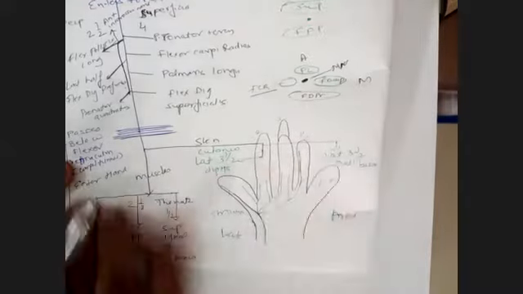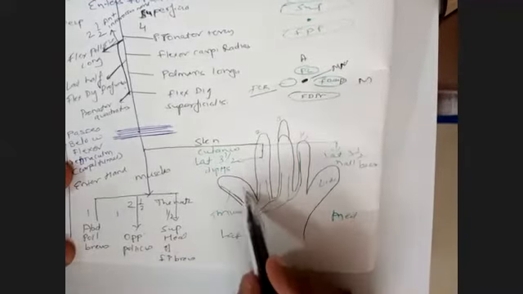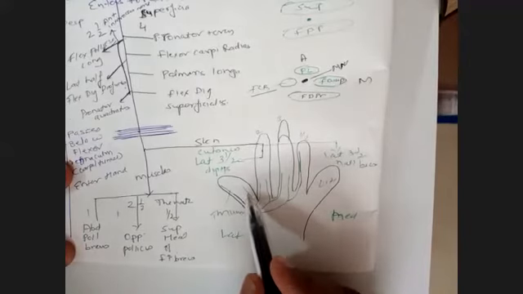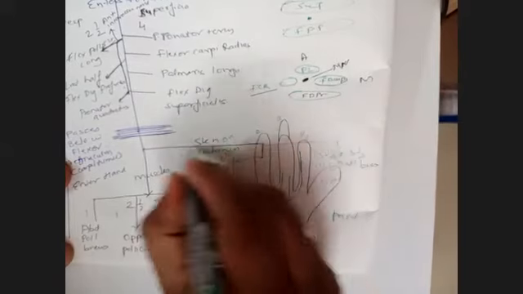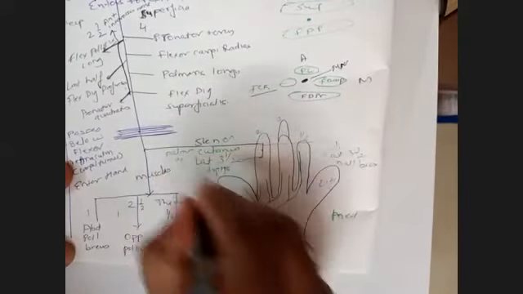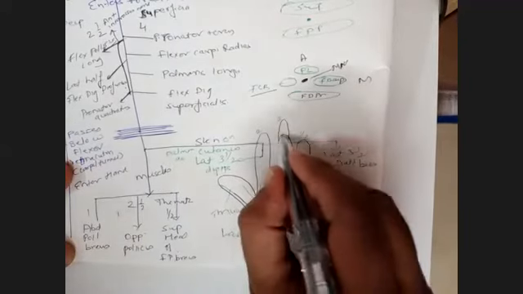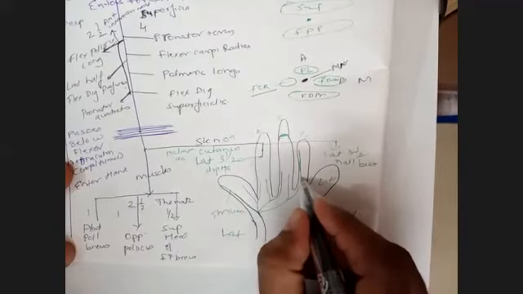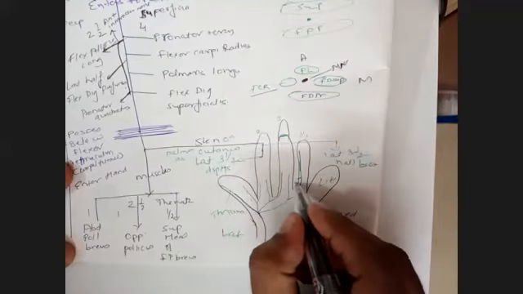So as regards the supply in the hand, it is more cutaneous. It supplies the skin on the thumb. Of course, I am talking about the palmar aspect, the skin on the palmar aspect. It supplies the skin of the thumb, skin of the index finger, skin of the middle finger, and the lateral half of the ring finger. So 1, 2, 3, 3.5.